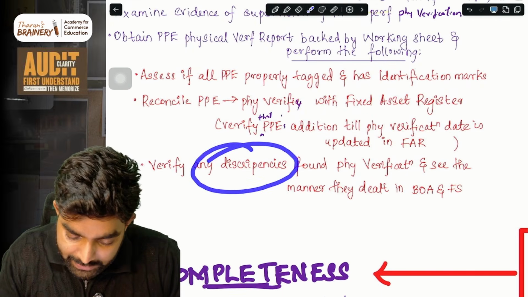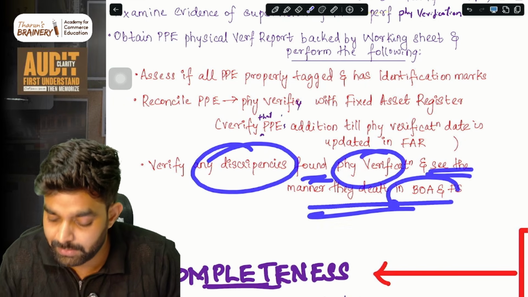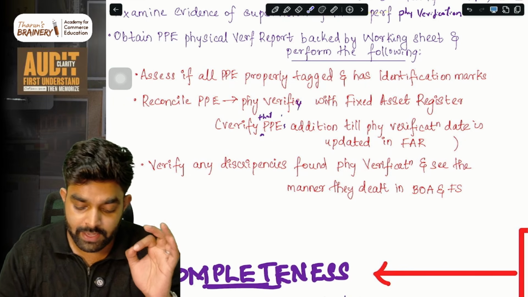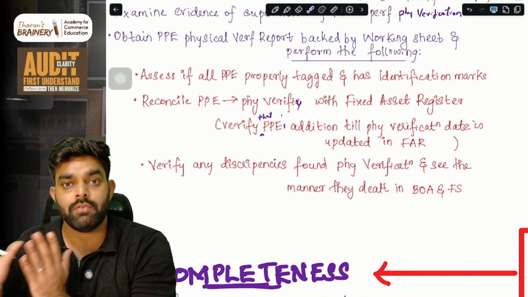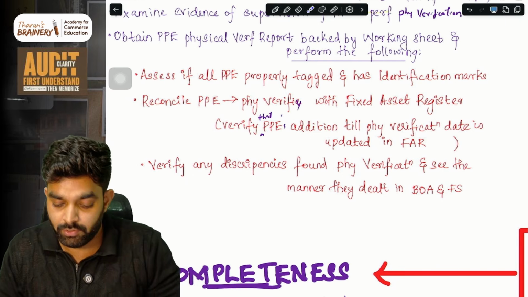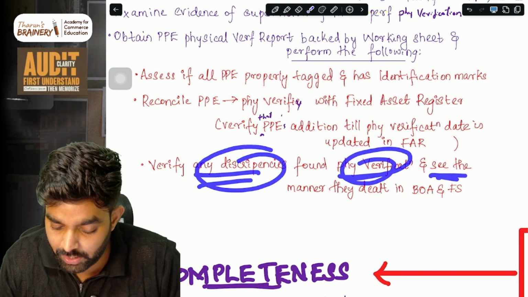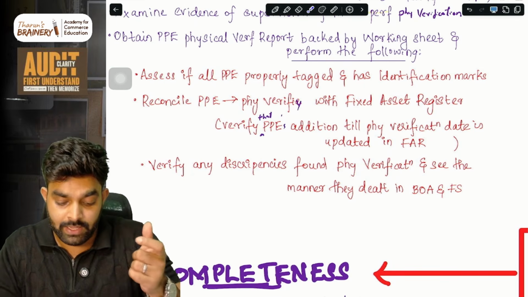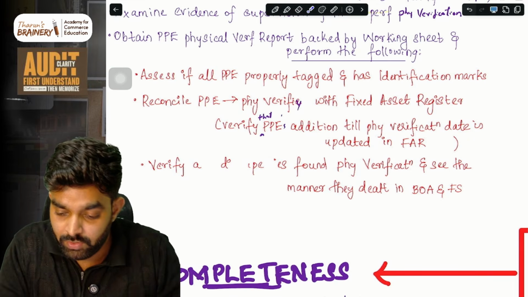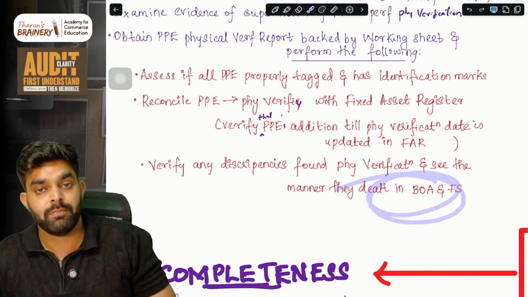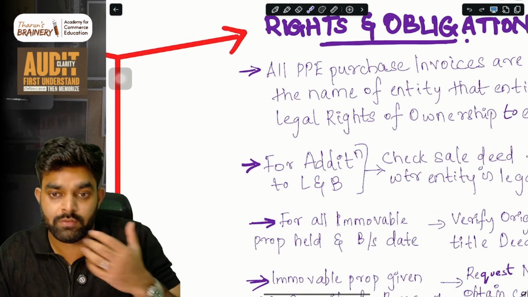Then verify any discrepancies found in the physical verification and see the manner in which they are dealt with in the books of accounts and financial statements. If during the physical verification, the fixed asset register said 10 machinery, but when you verified there are only 9 machineries, you have found a discrepancy. Whether you or the management has done the physical verification, if they found any discrepancy, see how it is properly accounted in the books of accounts, whether they have reduced that one asset or whatever it is.